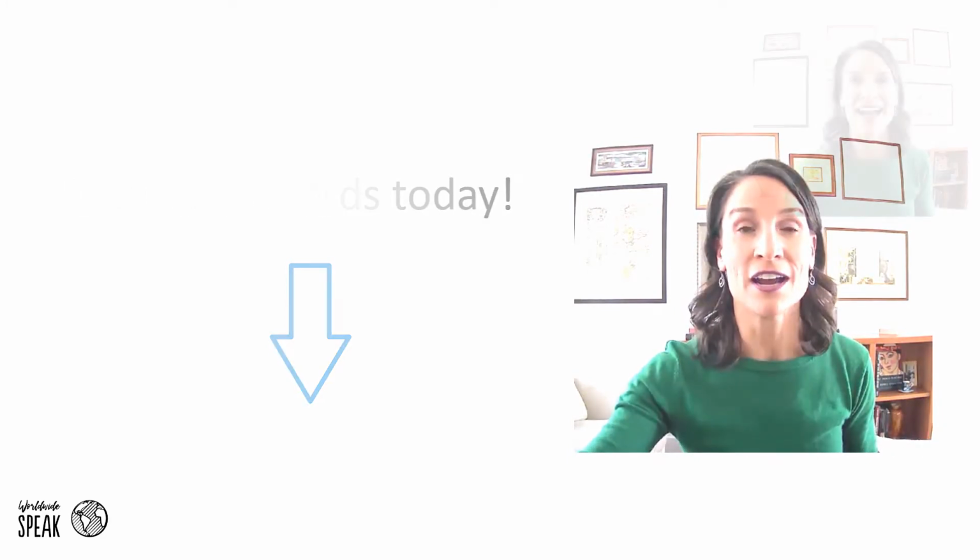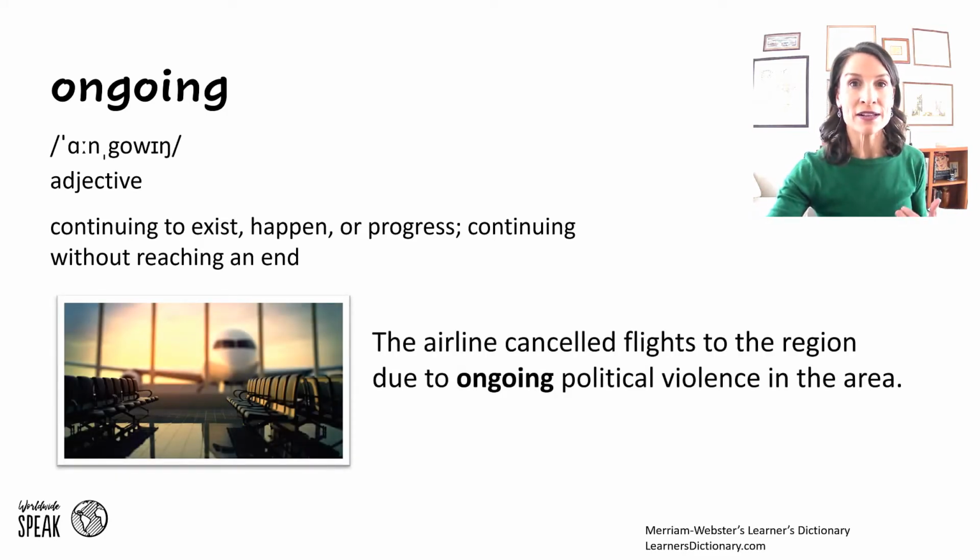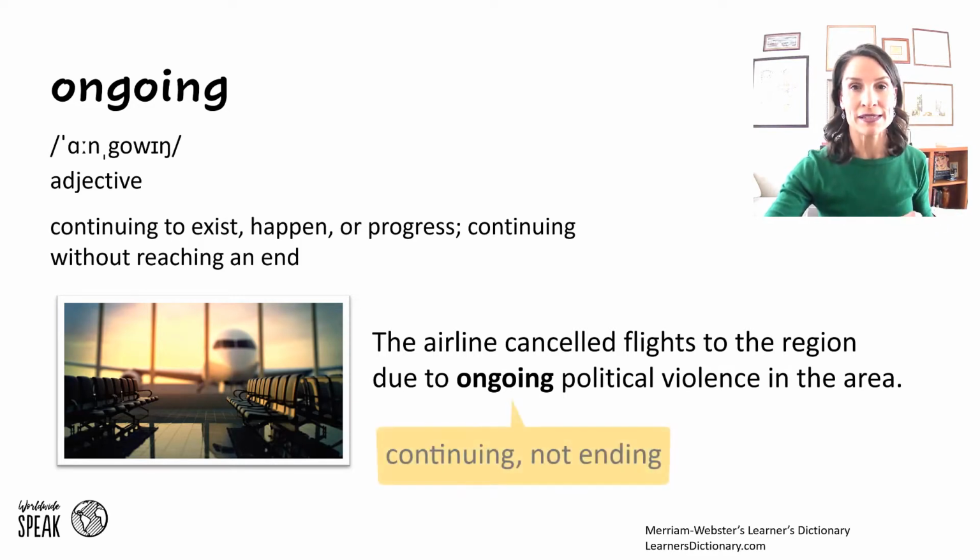So let's get started. Our first advanced academic word that we're going to use is ongoing. Ongoing. This is an adjective, and it means continuing to exist or happen or progress. Continuing without an end. This is the important thing here. So let's look at an example sentence. The airline canceled flights to the region due to ongoing political violence in the area. This means that the violence was continuing without reaching any kind of end.